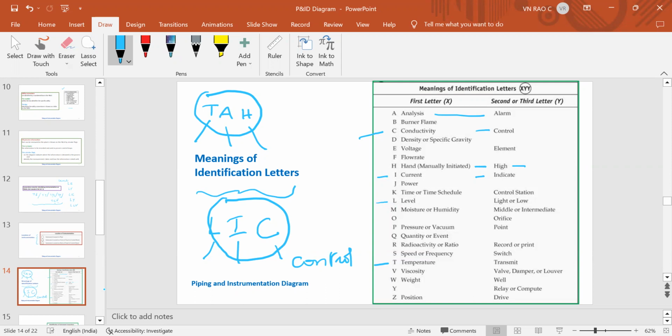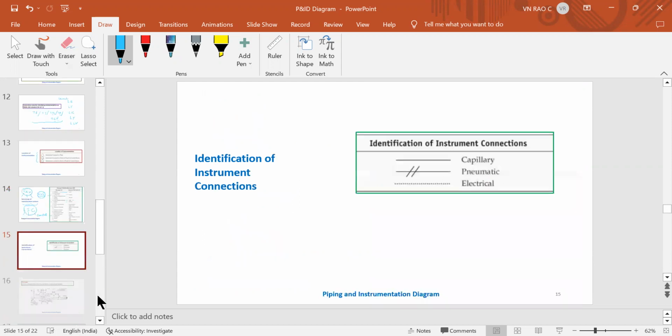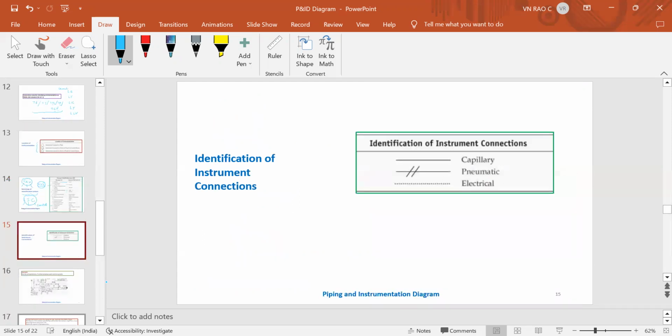That means generally it is written as X, Y, Y with a circle. If there is a line below this, that means it will be indicated on the front side of the panel. Another identification we require to understand is instrument connections. If it is a pressure signal, directly a solid line. If it is a line with a hash symbol, it shows pneumatic. Pneumatic means air operated. Third one is electrically operated, shown by a dash.